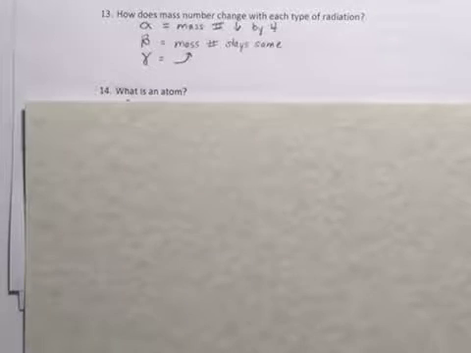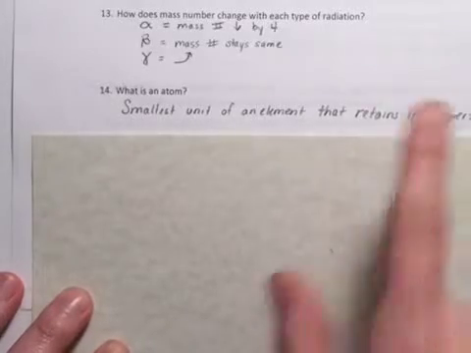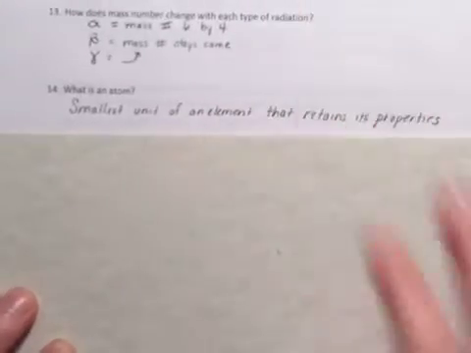Number 14, definition of an atom: smallest unit of an element that retains its properties. That's important. Retaining the properties of an element.